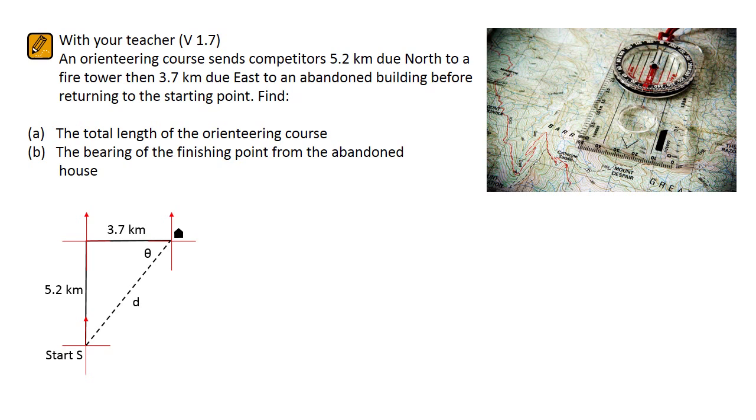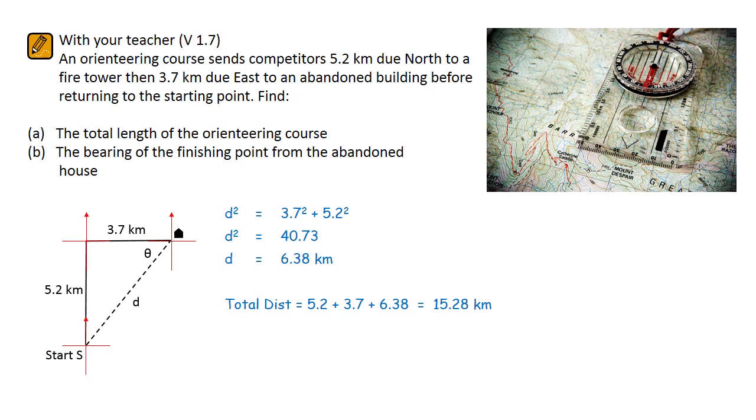It's a job for Pythagoras' theorem. We need to find the hypotenuse, so d squared equals 3.7 squared plus 5.2 squared. We can do some calculations and find out that the distance is 6.38 kilometres. We were asked for the total distance of the course though, so we need to add together the three sides of that triangle to find out that the total length of the course is 15.28 kilometres.